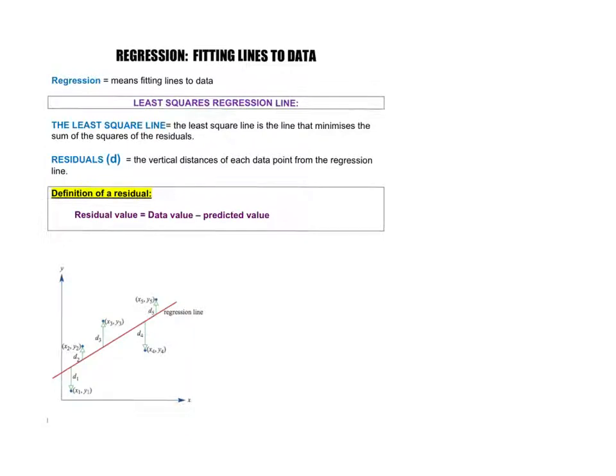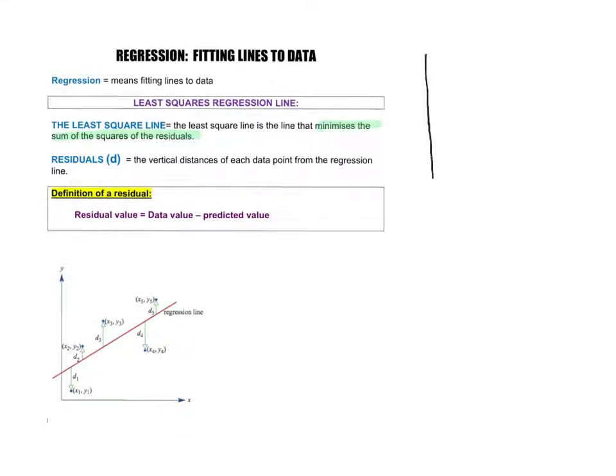Okay, today's lesson we're going to be looking at fitting the line of best fit to our scatter plot, which is known as the least squares regression line. If you have a look at the least squares regression line, what it does is it minimizes the sum of all the squares of the residual.